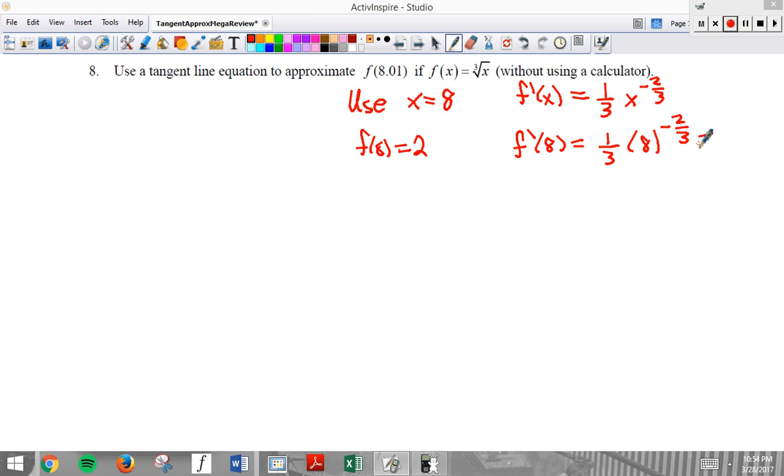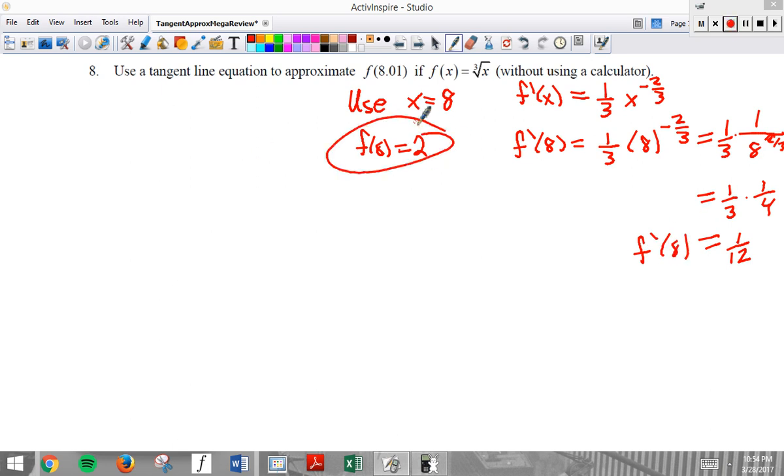And I know so many of you have a hard time with that. 1/3 over 8 to the 2/3. Dirty slash fractions. Do the third power first. 1/3 times 1/4. 1/12. Okay. That's f prime of 8.